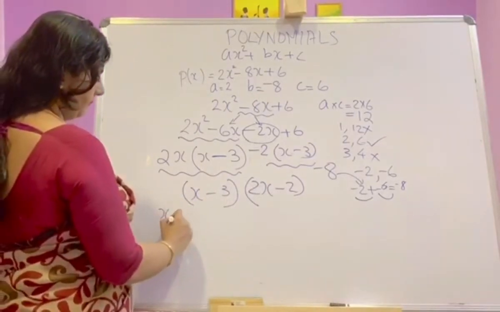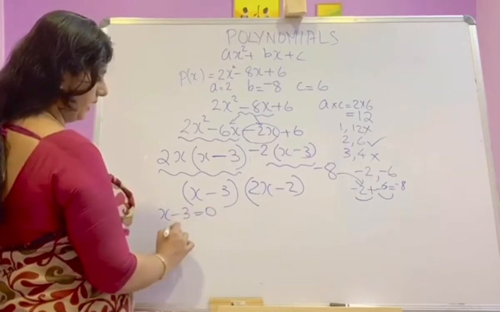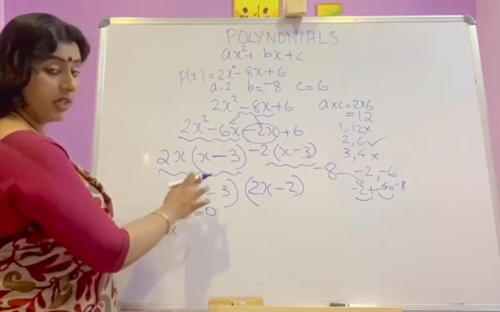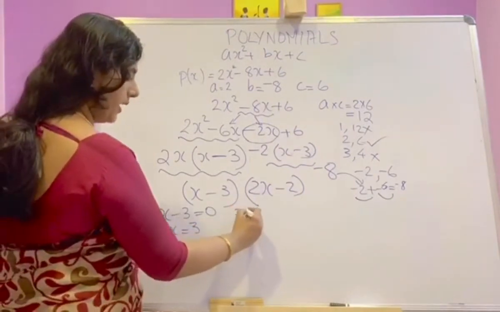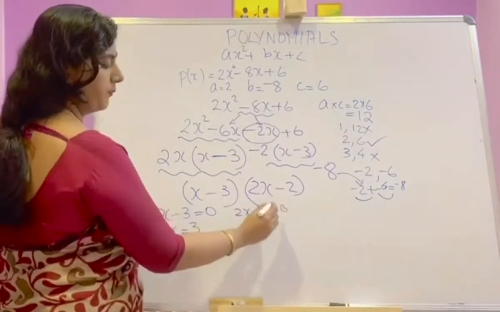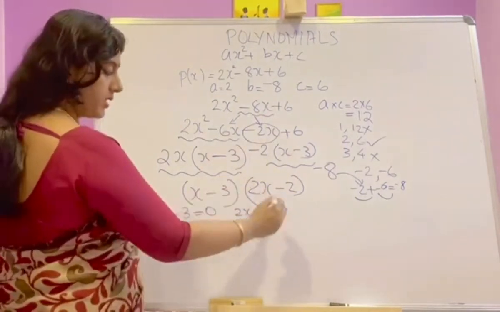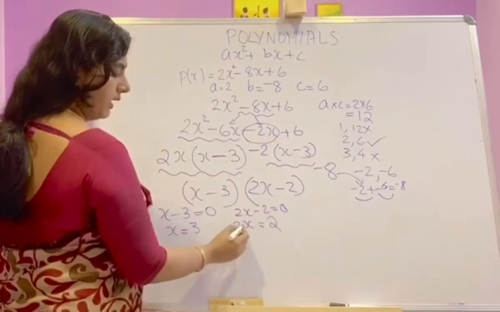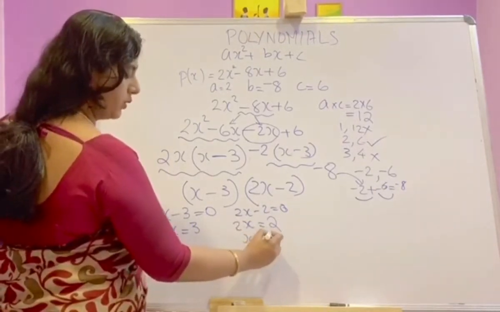We can equate them to 0. x minus 3 is equal to 0. Then x is equal to negative 3 going to RHS, it becomes positive 3. Here 2x minus 2 is 0. Then 2x is equal to negative 2 going to RHS, it becomes positive 2. Here it is product, that is in numerator. So x is equal to 2.